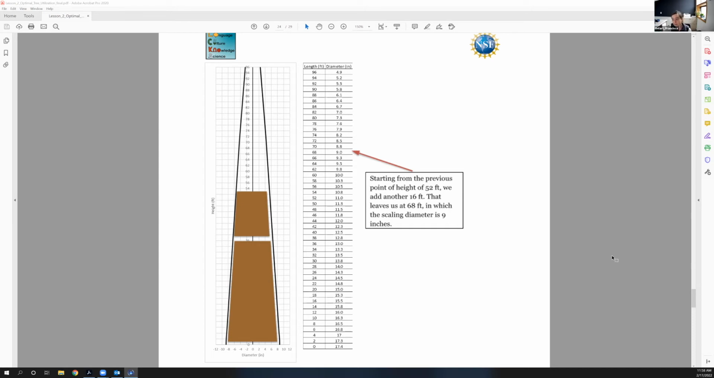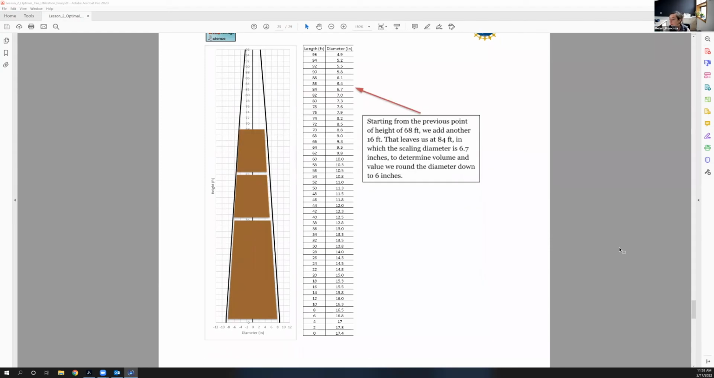Okay, so we are at 9 inches. Can we fit a third one? Now, since we were left at 68 feet, we add 16 more feet and see where the small diameter leaves us. So that would be 82 feet. And at that point, on this particular tree, we are at 6.7 inches diameter, which is still within the range of what is preferred by the mill. So that tells us that we can fit a third small log in this same tree.